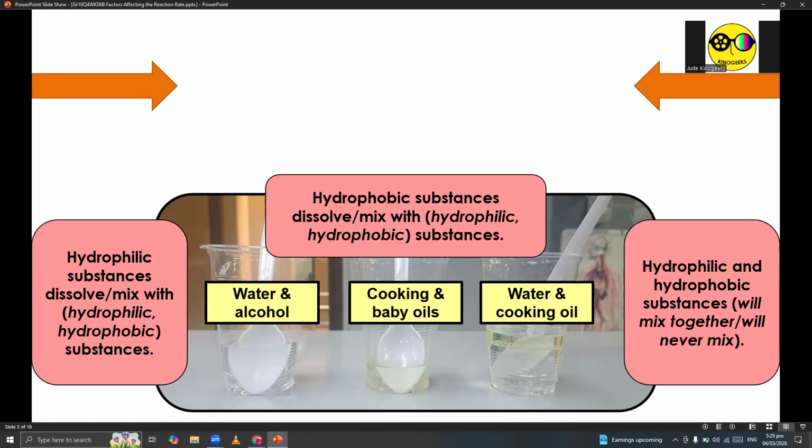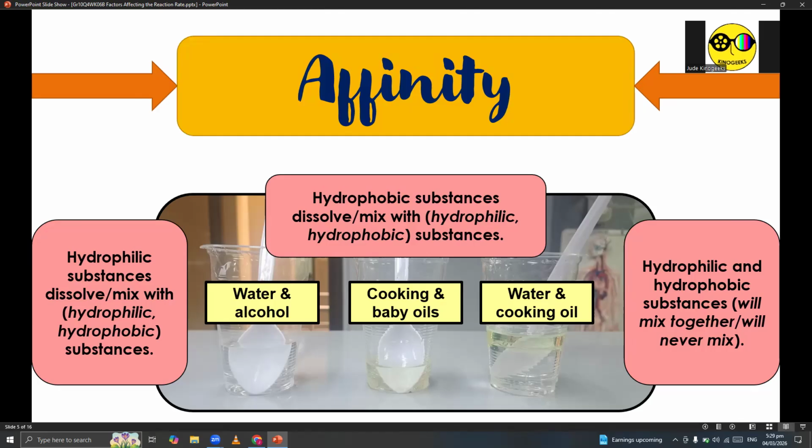So the first, you have water and alcohol. Second is cooking and baby oils. And third is water and cooking oil. And of these 3 mixtures, only the first two setups had solvents properly mixed, while for the last setup, you have the pair of solvents that were unable to mix at all. That's because for the first exhibit, it pertains to the first factor, which is affinity. And the main principle for affinity is like dissolves like.